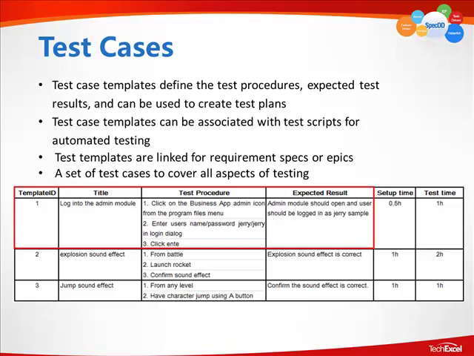Test templates are linked directly to the requirements, specs, and epics. Again, we keep track. It helps provide that total traceability throughout the entire life cycle of your developing. So if you do need to check back to view the original stakeholder or product owner's intent, you can fairly easily do that. And then in general, a set of test cases is meant to cover all aspects of testing. So we want to make sure that we cover all of the areas for that sprint that we developed for.